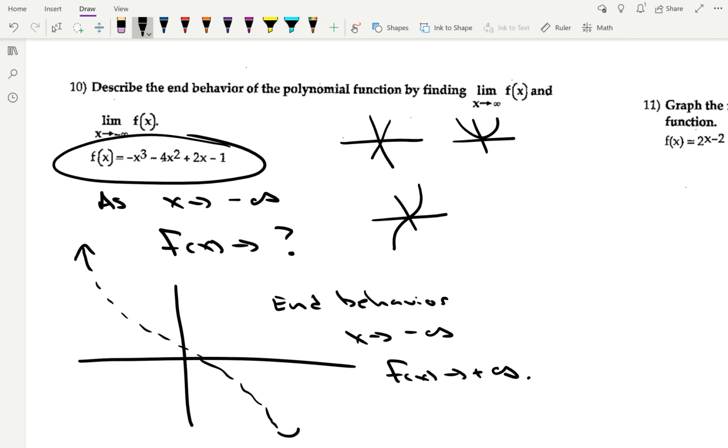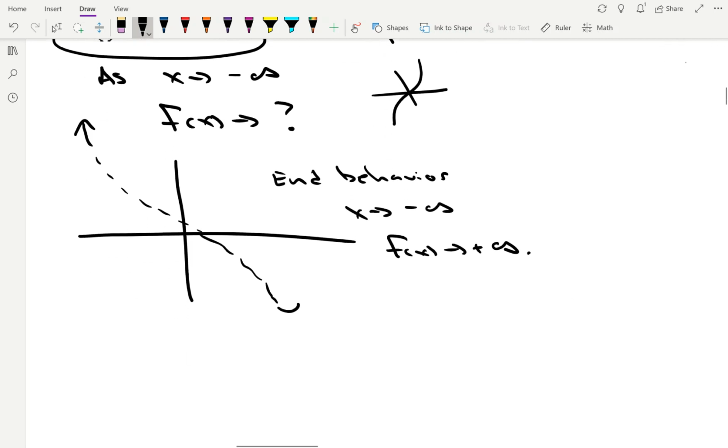Great. Okay, and what's next? Oh, and I think it's asking for both, actually. Sorry. So x is going to infinity and x is going to negative infinity. So as x goes to infinity, we can see f of x is going to negative infinity.